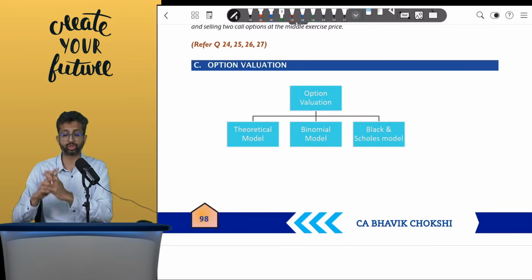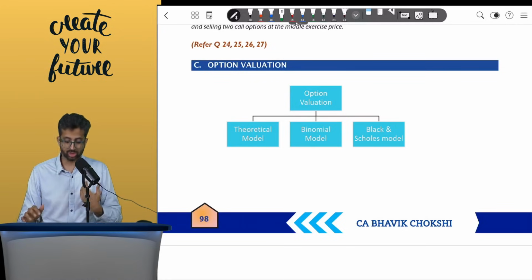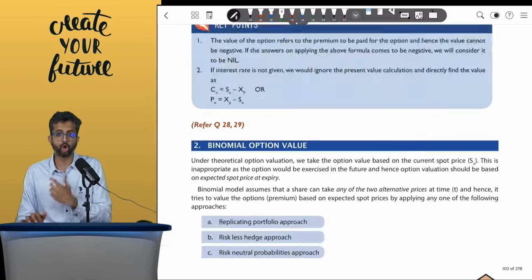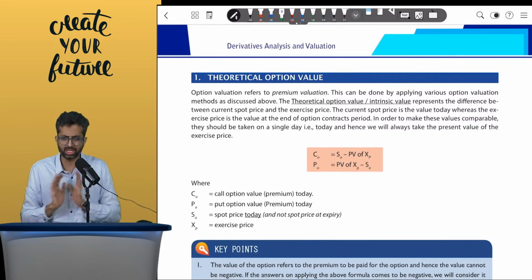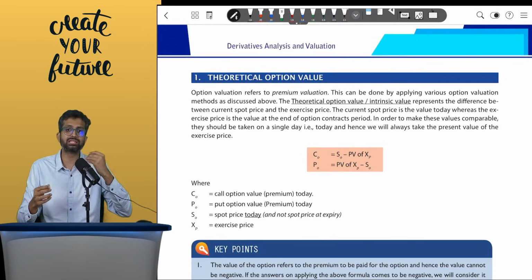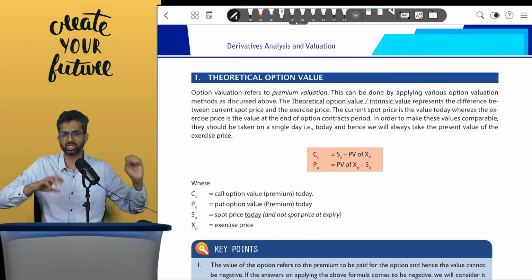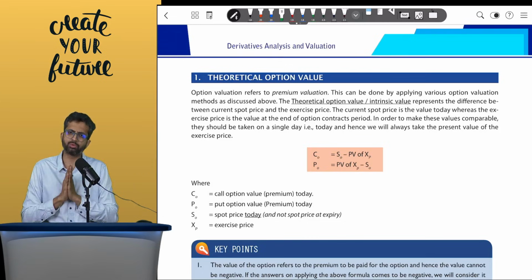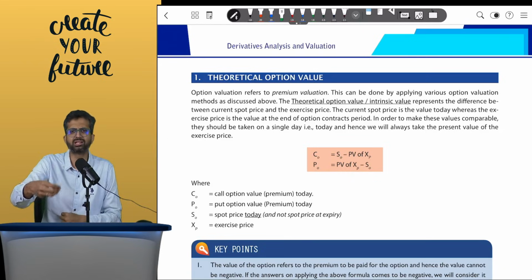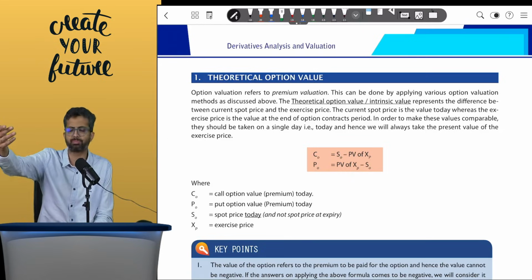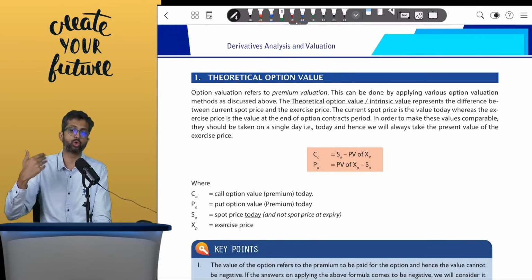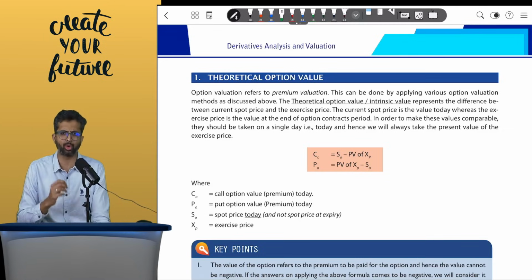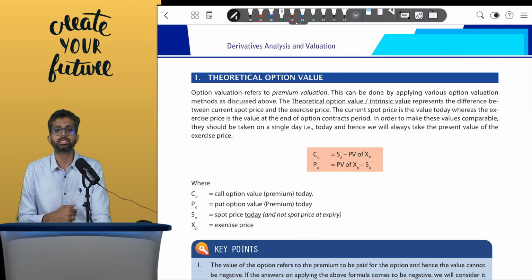What is important is option payoff and option valuation. Option valuation can be done using the intrinsic value or the theoretical option value, in which case you will compare, for a call option, spot today, not spot at expiry, spot today minus the present value of exercise price, or for a put option it is the present value of exercise price minus the spot today. This is helpful in a way that it is a simple method. You don't have to predict the prices. It is based on the price today, but this is not very effective because the option is going to be exercised at a future point, and hence it is important that you predict the spot at a future date.